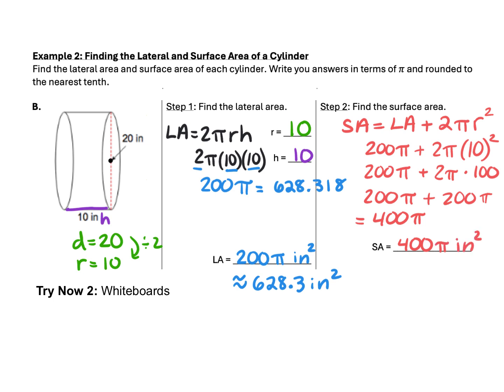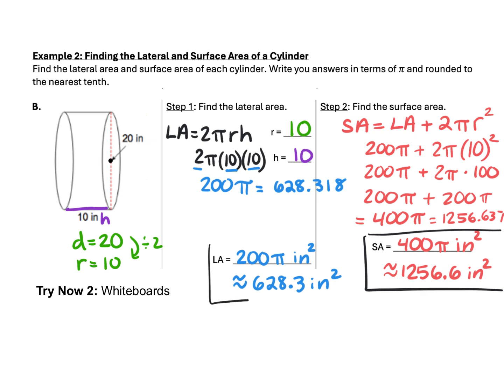And if we type 400 pi into our calculator, it gives us 1,256.637. So rounding to the tenth, that's 1,256.6 square inches. And there's our surface area.